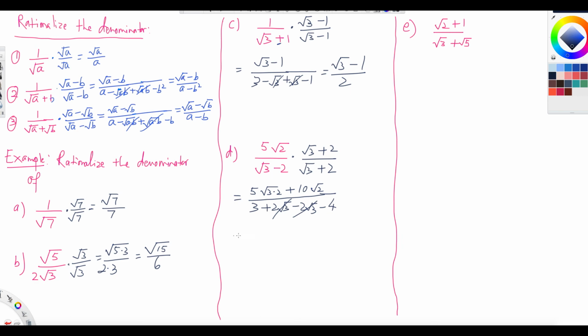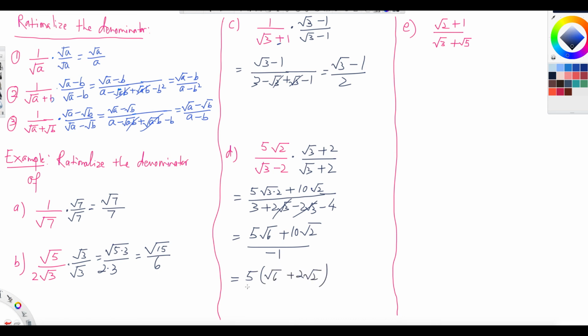So what is left is 5 times root 6, 5 root 6, and then plus 10 root 2, right? Divide by 3 minus 4, which is negative 1. That's the final answer. You see that? So if you want to, you can factor out 5 and then write 5 times root 6 plus 2 root 2.